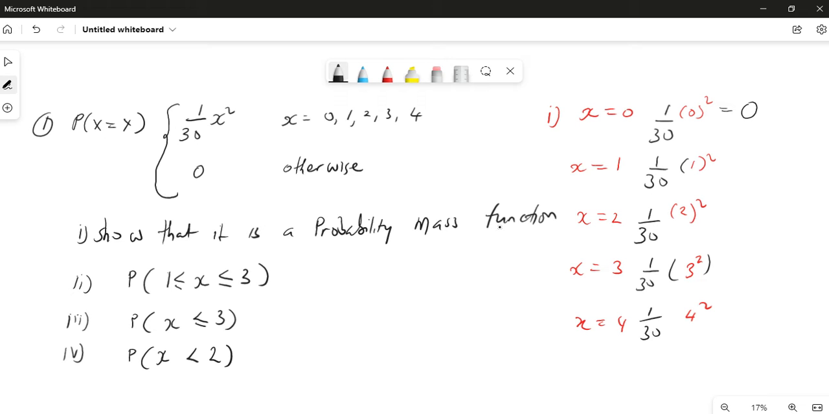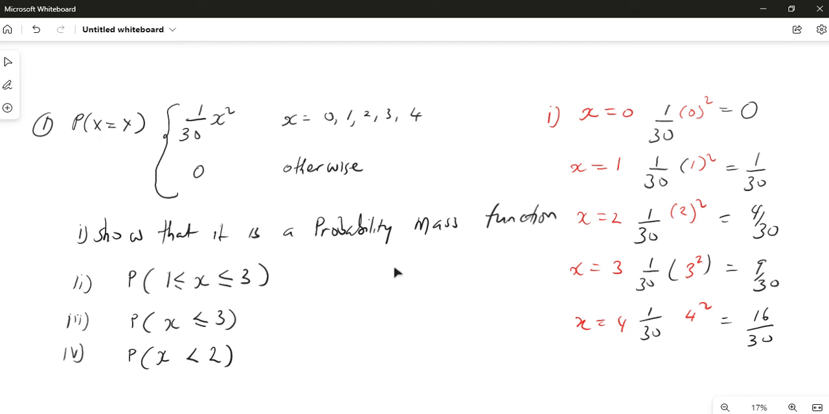Right, so 0 squared is 0. 0 times 1 is 0. 0 over 30 is 0. 1 squared is 1, so we have 1 over 30. 2 squared, that's 4, so we have 4 over 30. 3 squared, that's 9. We have 9 over 30. 4 squared, that is 16, so we have 16 over 30. All right, so if you add 1 over 30 plus 4 over 30 plus 9 over 30 plus 16 over 30, you will get 1. Because 1 plus 4 plus 9 plus 16, that is 30. So you get 30 over 30, that equals 1.